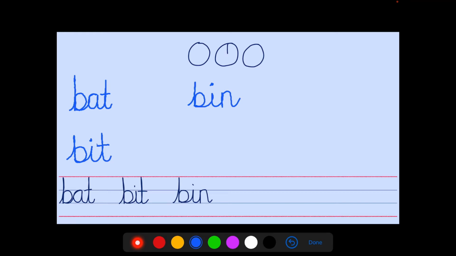Bib. I can hear B at the beginning. Then I can hear I again. But this time I can hear B right at the end of the word as well. Bib.